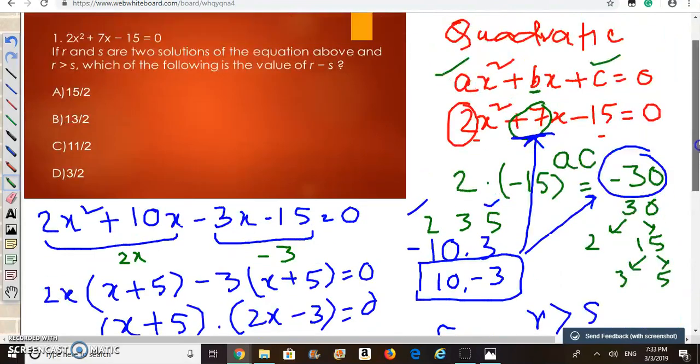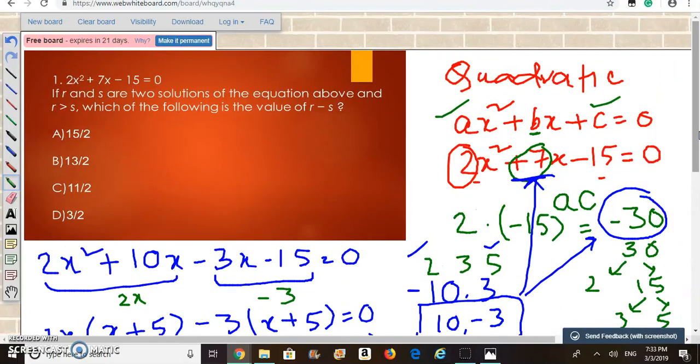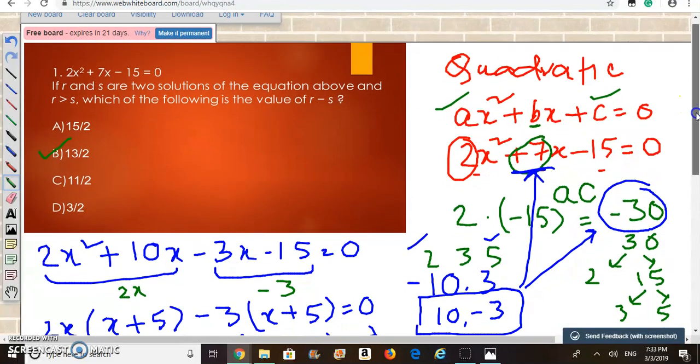Now let us see the answer choices here. So we can see that B is 13 by 2 and it is the right answer for this particular question.